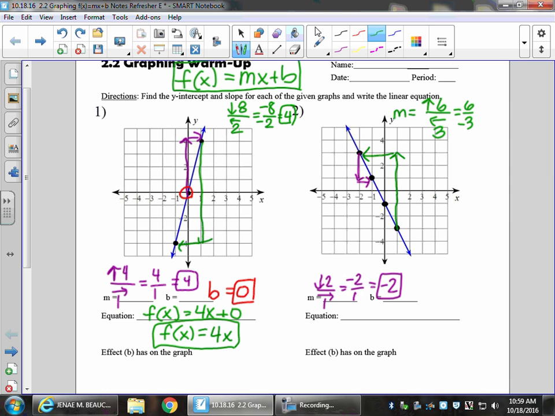Still negative 2, right? So that proves that it does not matter where we count from, negative 2, doesn't matter. If our signs are right, our fraction is right, we'll be in good shape. What's b for this graph? How'd you know that?